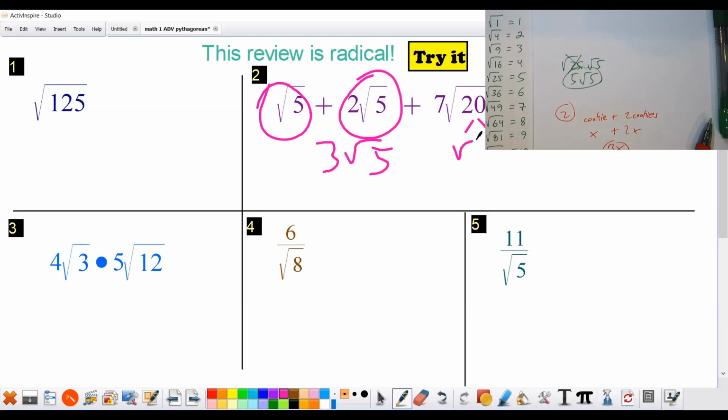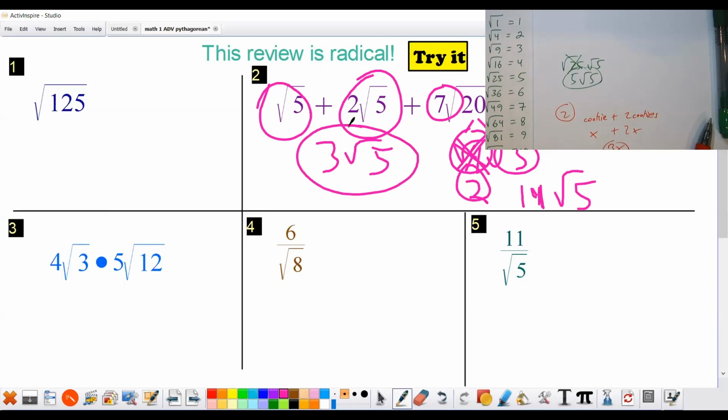You would break this into radical 4 times radical 5. 4 times 5. I know the square root of 4 is 2. 7 times 2 is 14 radical 5. Okay, so radical 4, radical 5. Square root of 4 is 2. I have 14 radical 5. 3 cookies plus 14 cookies is 17 cookies. Okay, can't really put that on our test right now. If we were in class, we would get more into that.